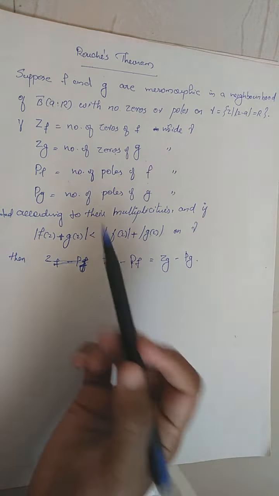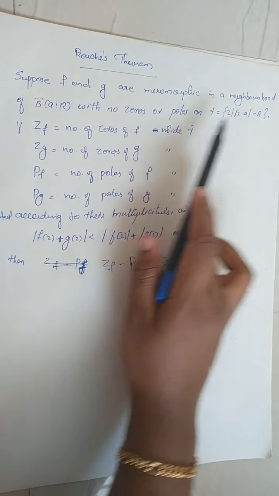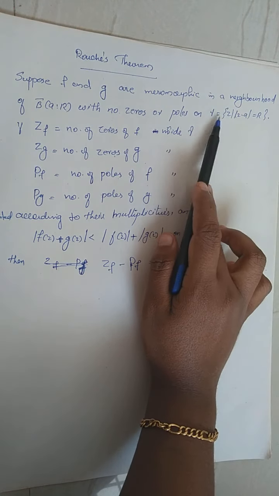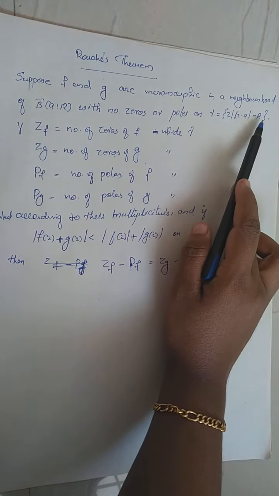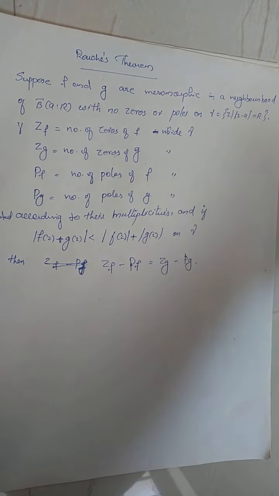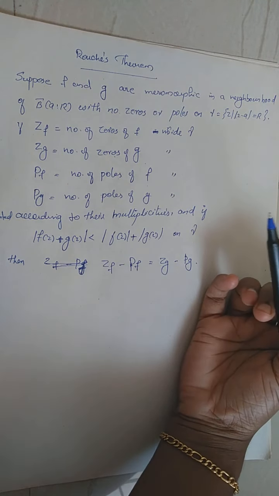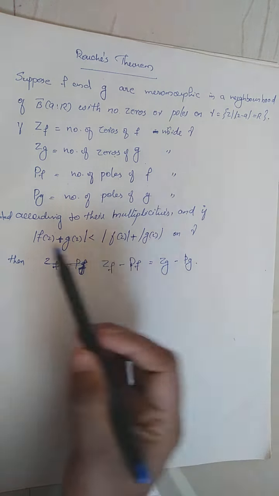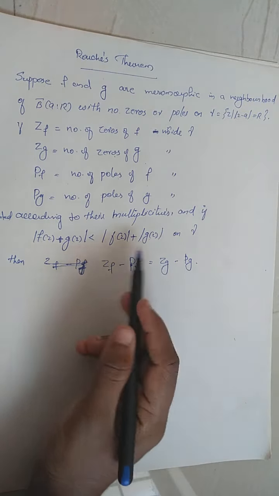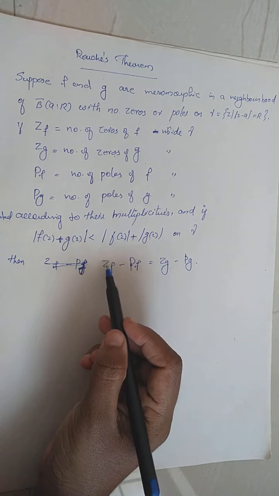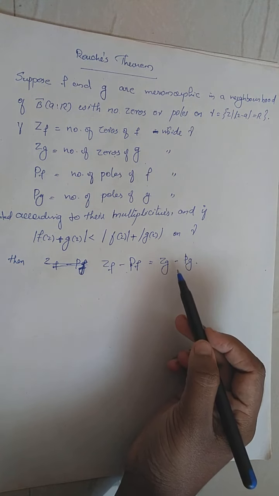Okay, and which is defined in the closure of the ball B(a, r), with the property that it has no zeros or poles on the curve gamma, where gamma is the curve |z - a| = r. That means the boundary, or the circle with center a and radius r. Then on that gamma, f and g have no poles and no zeros. Then suppose these functions have the extra property that |f(z) + g(z)| is strictly less than |f(z)| + |g(z)| on gamma. Then the difference between the number of zeros and poles of the function f will be equal to the difference between the number of zeros and poles of the function g.